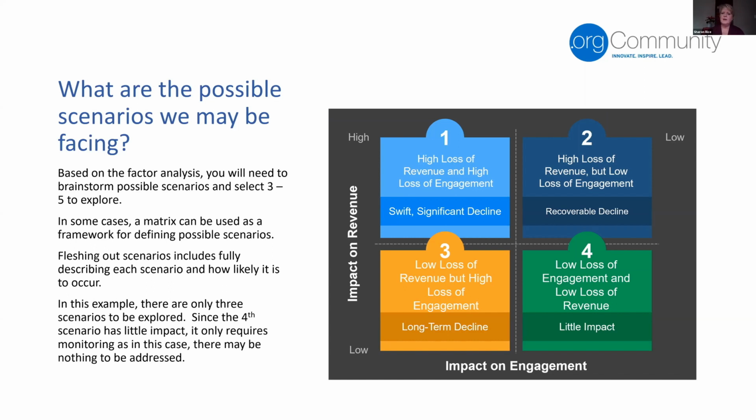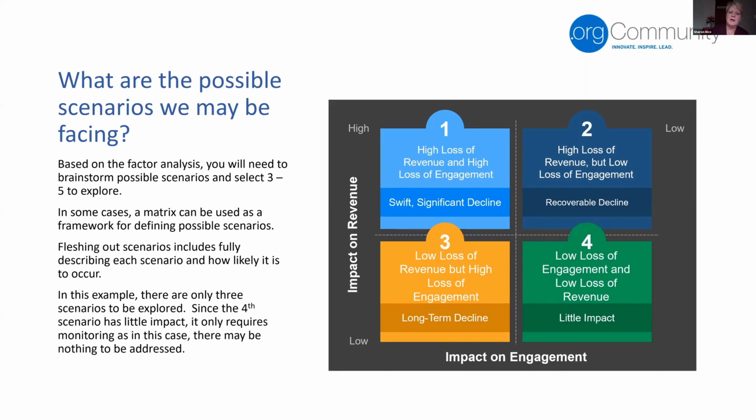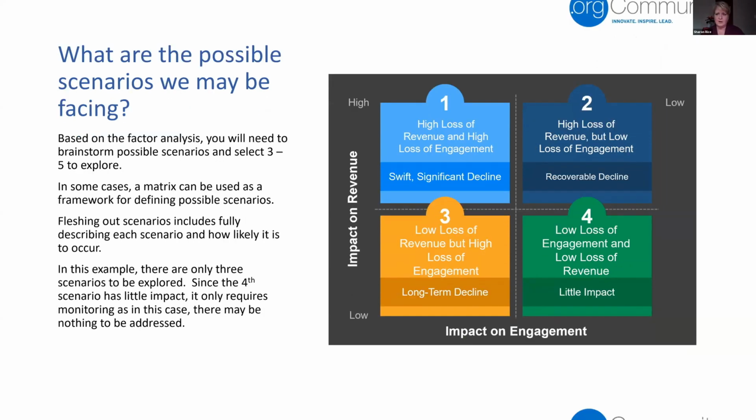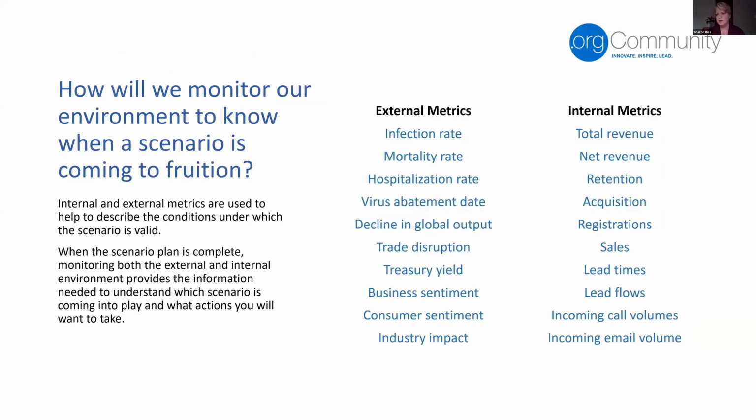So again, other ways to look at scenarios, you can just brainstorm potential scenarios, again, with your executive team that could come out of this based on the data you got from a broader staff input. But you go ahead and define your scenarios. And then you're going to take a look at the metrics that will help you understand when you're moving into those scenarios. So how will we know when one of these scenarios is coming into fruition? And you'll want to identify both external and internal metrics.